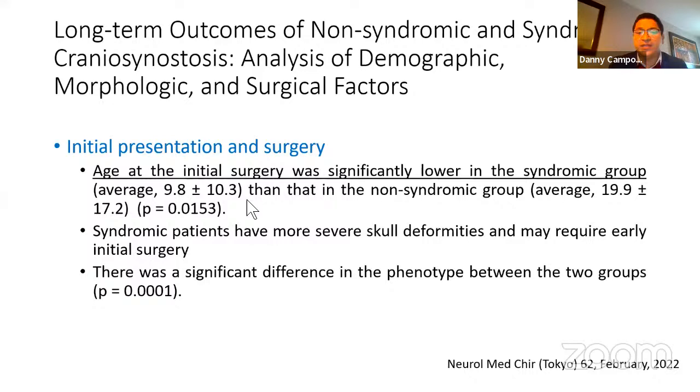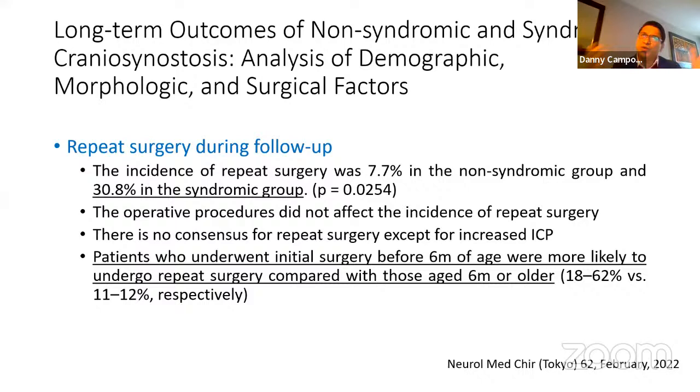What about repeat surgery? We also see that syndromic patients have a higher incidence of repeated surgery. 30% of patients in the syndromic group had a repeated surgery, as you see. Patients who underwent initial surgery before 6 months of age were also more likely to undergo repeat surgery compared with patients operated after 6 or after 12 months.